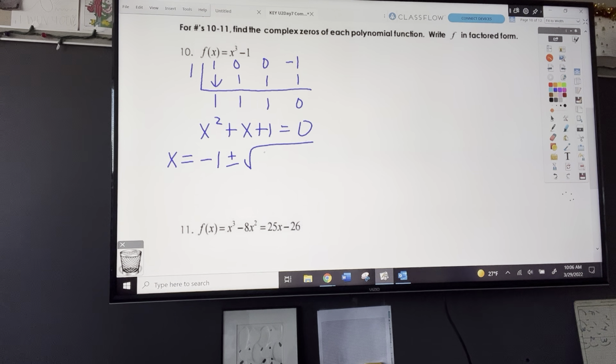Square root of b squared minus 4ac, they're both 1s, all over 2 times a, which is 1. Now what's going to happen here, I'm running out of room. I'll just write it up here.